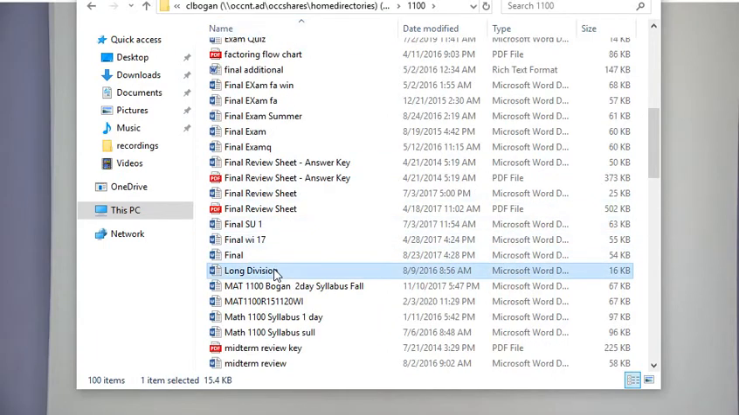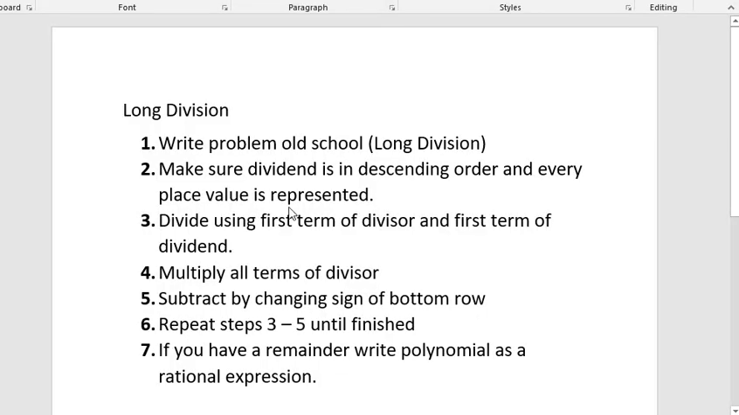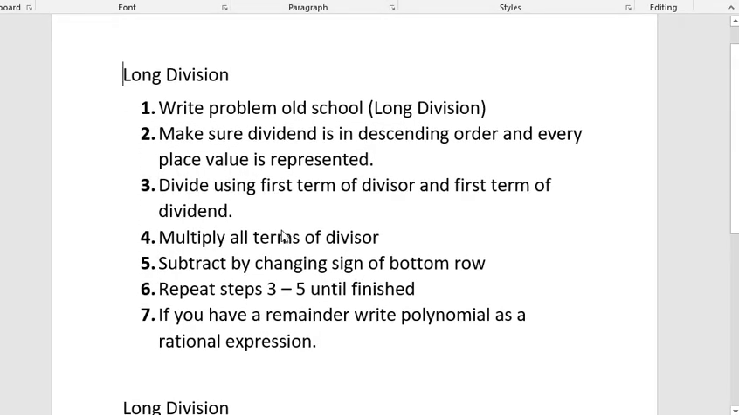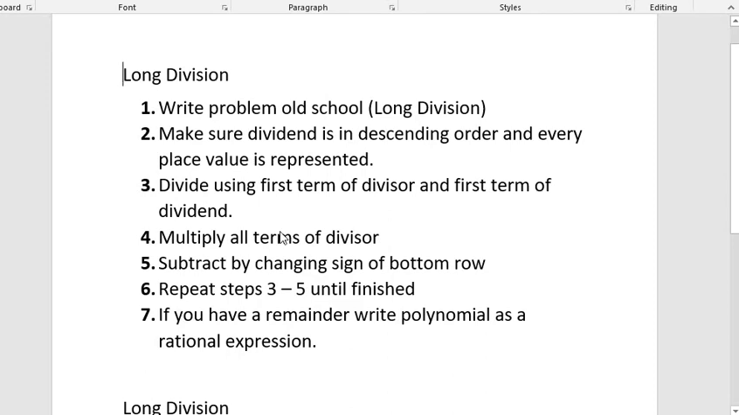And so I will make this available to you online. This is our long division. Steps to long division. We're going to write the problem old school. Make sure the dividend is in descending order and every place value is represented. Divide using the first term of the divisor and the first term of the dividend. Multiply all terms of the divisor. Subtract by changing the sign of the bottom row.